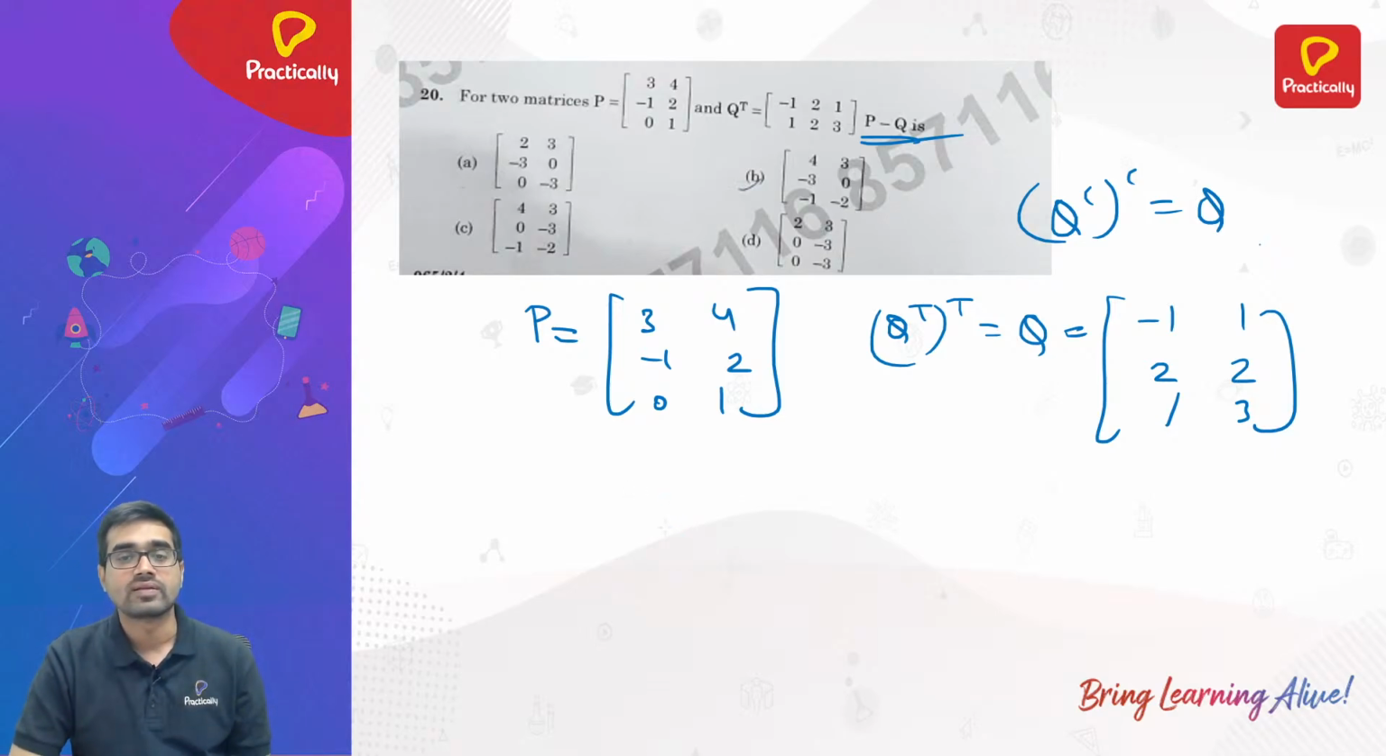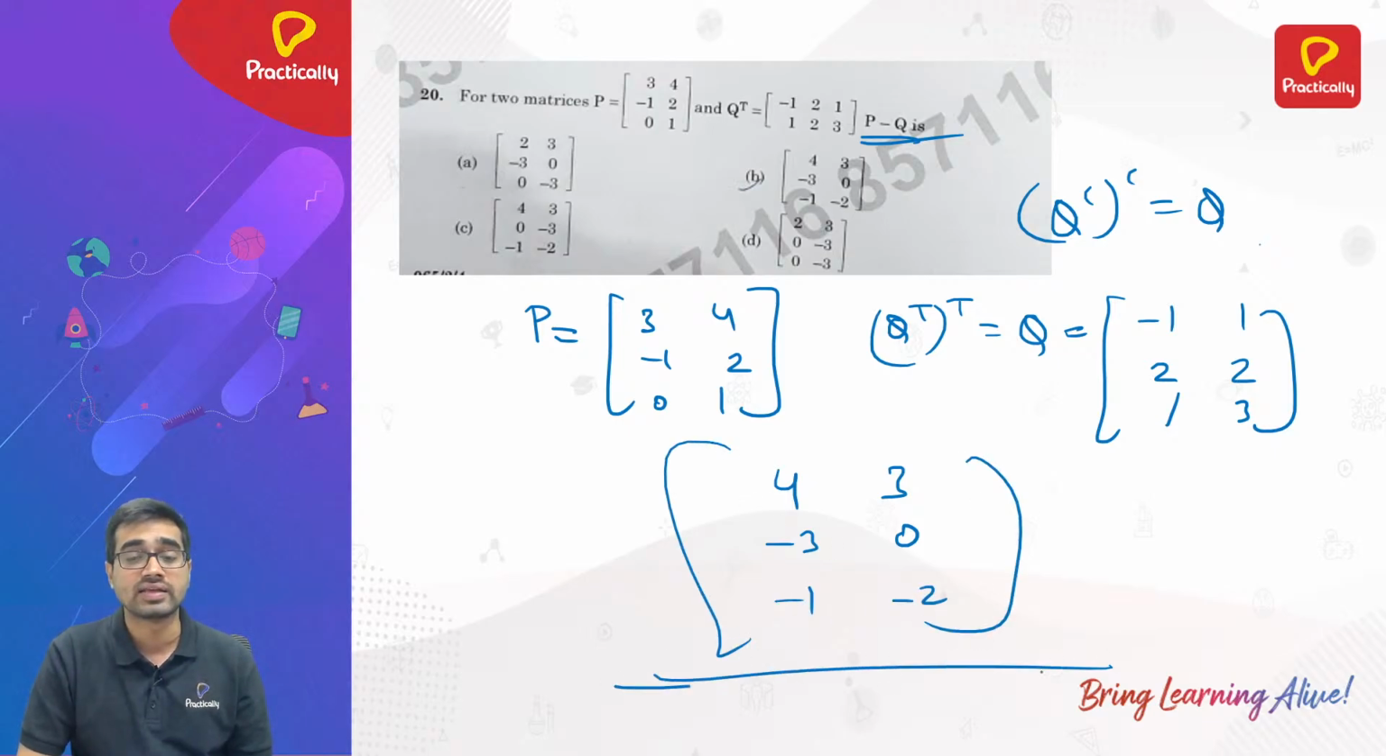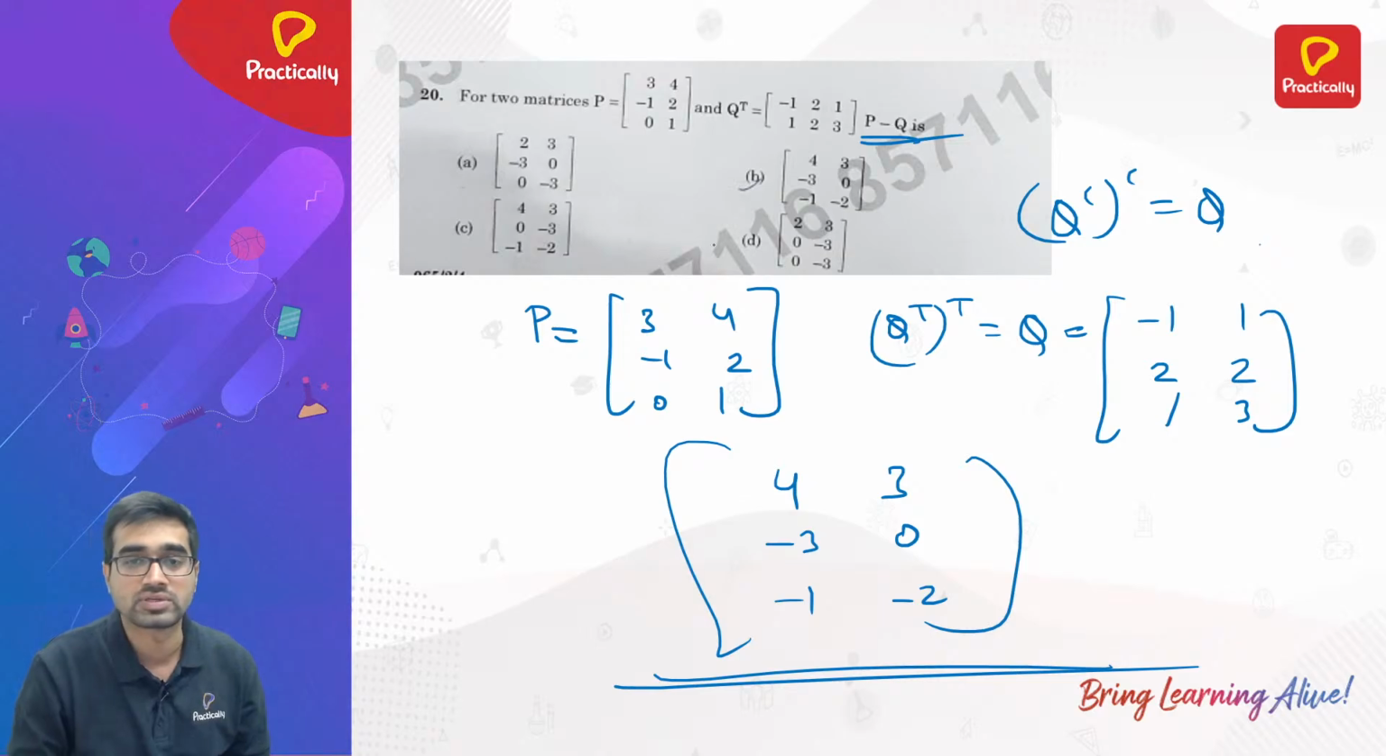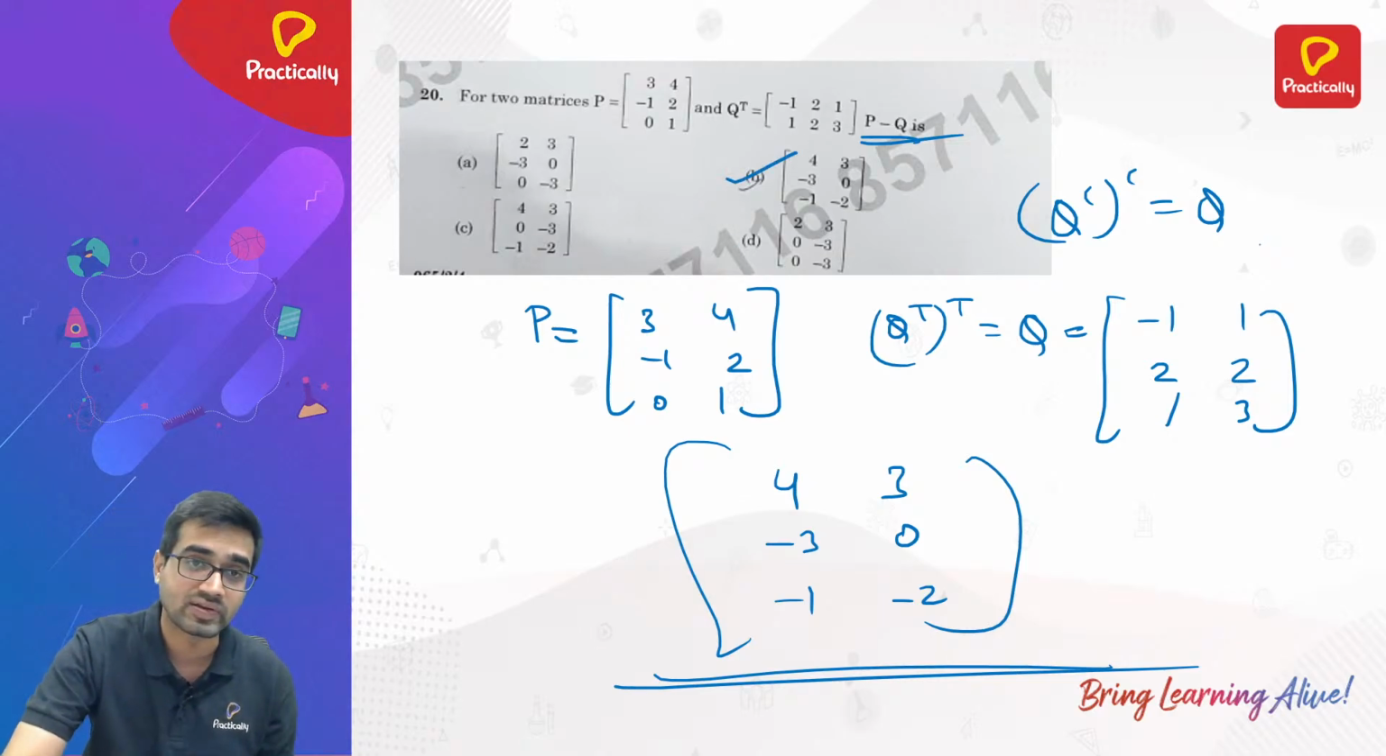Now you can subtract them element by element. Be the smart guy. So 3 minus minus 1 is 4, 4 minus 1 is 3, minus 1 minus 2 is minus 3, 2 minus 2 is 0, 0 minus 1 is minus 1, 1 minus 3 is minus 2. Done. That's the answer. What's the option? Option number B. This guy has done right.